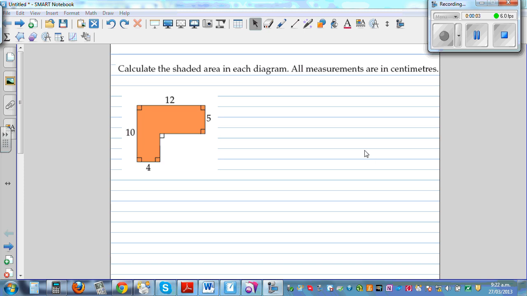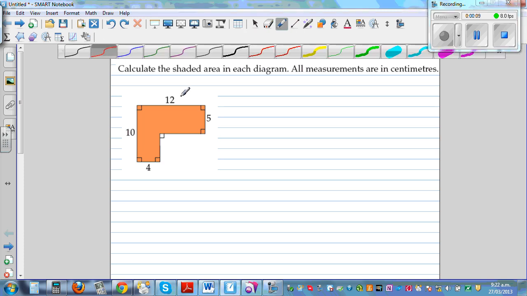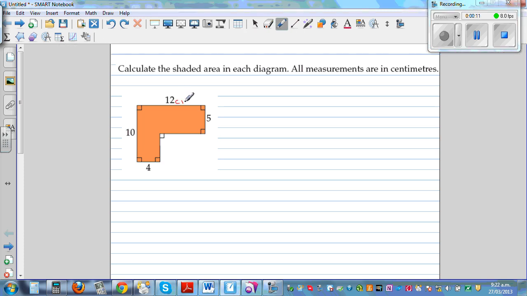Calculate the shaded area of each diagram. All measurements are in centimeters. So let's look at the first shape. This is given to be 12 centimeters. This is 5 centimeters. This is 10 centimeters. And this is 4 centimeters.